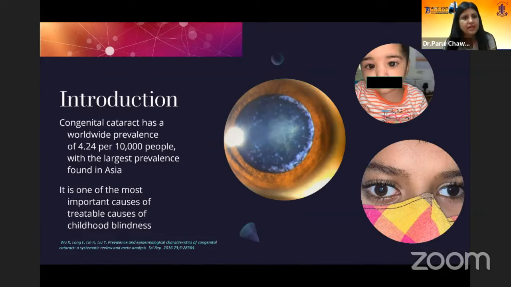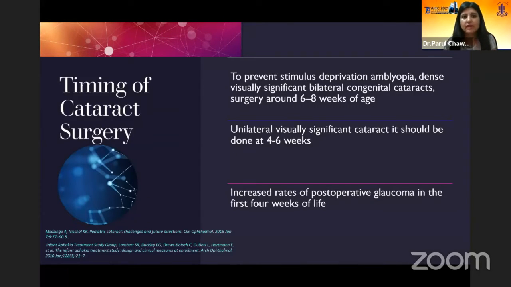So congenital cataract has a worldwide prevalence of 4.24 per 10,000 people, with the largest prevalence found in Asia. It is one of the most important treatable causes of childhood blindness. So what is the timing of cataract surgery?